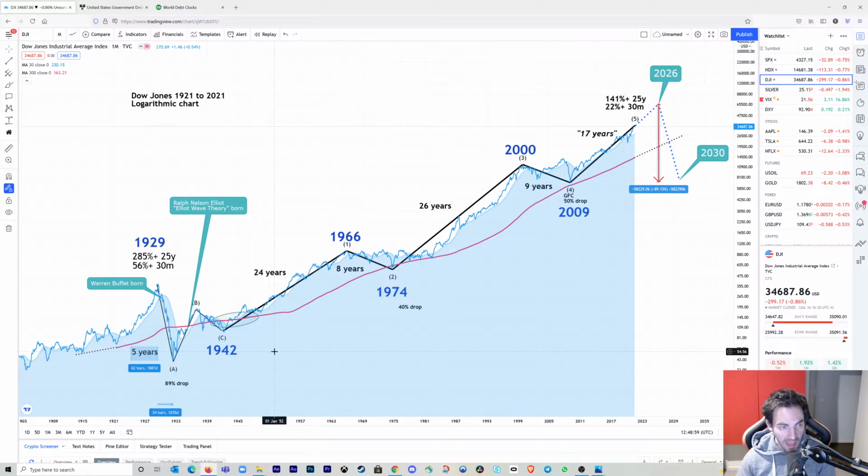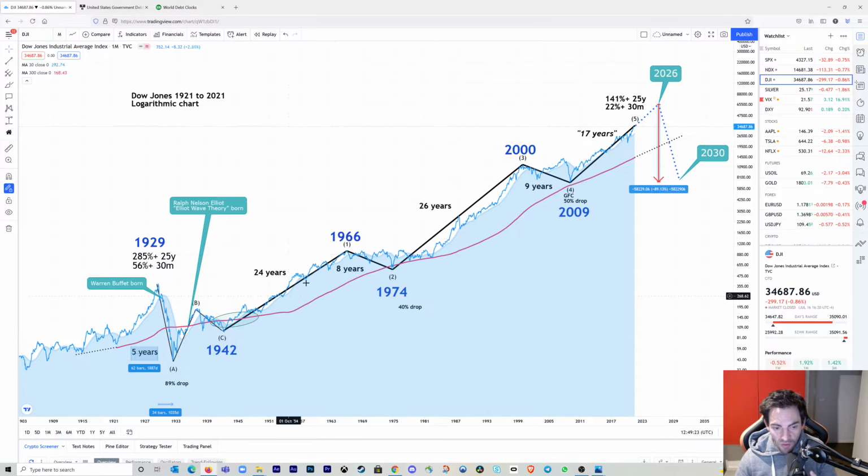My name is Tim, and on today's episode we are looking at Elliott Wave Theory and how it applies to the Dow Jones over a period of about 100 years, and how it may be indicating a potential market crash within the next decade. Okay, so let's get right into this. So what I've got here is I've started the graph from around 1942.